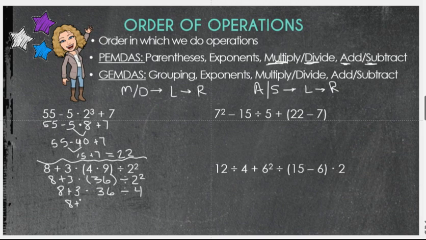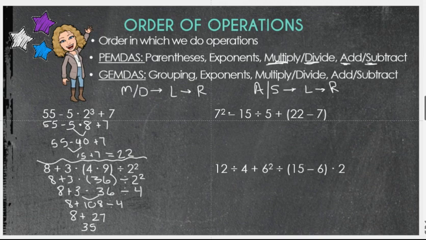8 plus 3 times 36. So 3 times 36 is 108. So those two get multiplied. The 8 plus stayed the same. Divide by 4. That goes here. Now we've got addition and we've got division. So division comes first. That gives us 27. 108 divided by 4 is 27. And then when we add these together, we get 35.